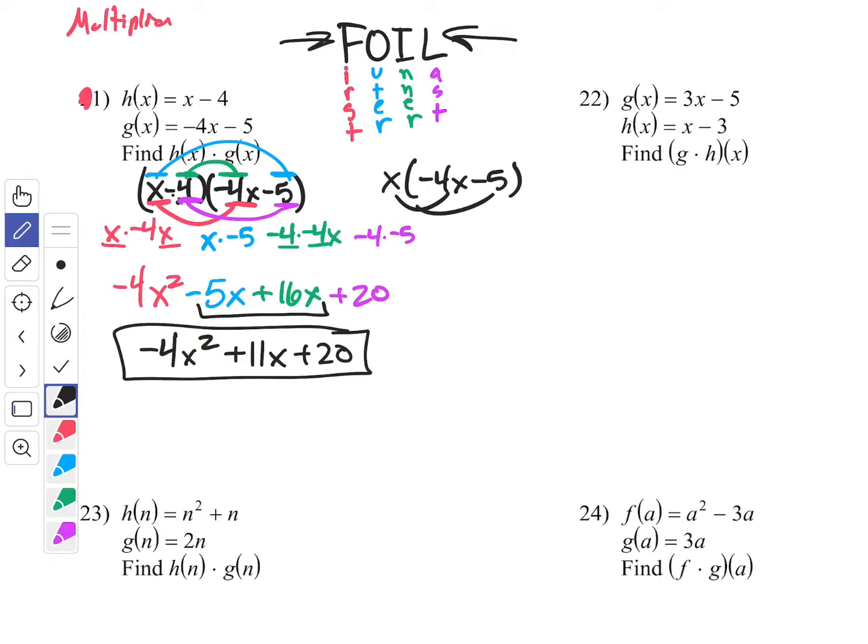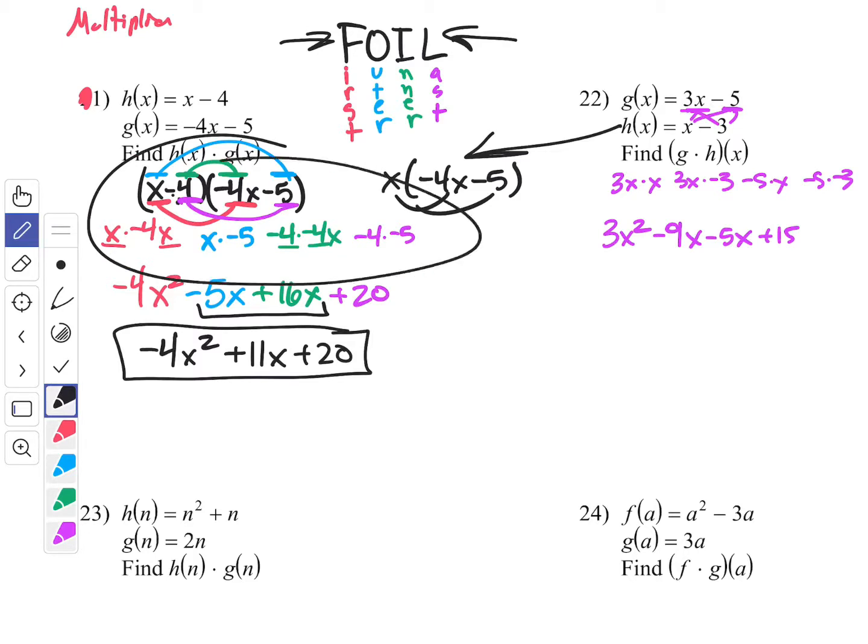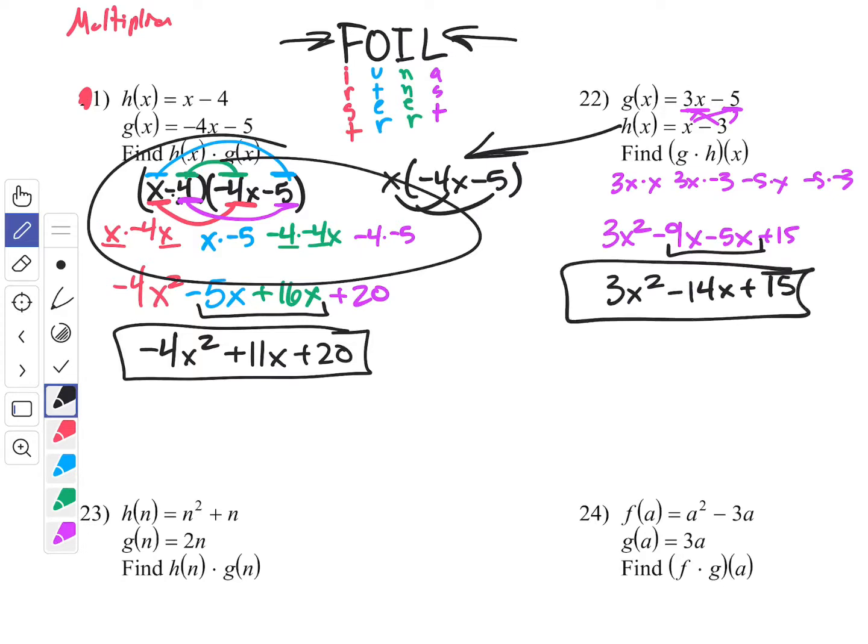You can, if you really understand it and think of shortcuts, you could go, well, 3x times x is going to give me 3x squared. 3x times negative 3 is going to give us negative 9x. Then negative 5 times x is going to be negative 5x. And then negative 5 times negative 3 is going to give us a positive 15, which basically we're doing the same thing that we did over here, just not quite so fancy looking. Combine like terms, we get 3x squared minus 14x plus 15, and there is our new function.